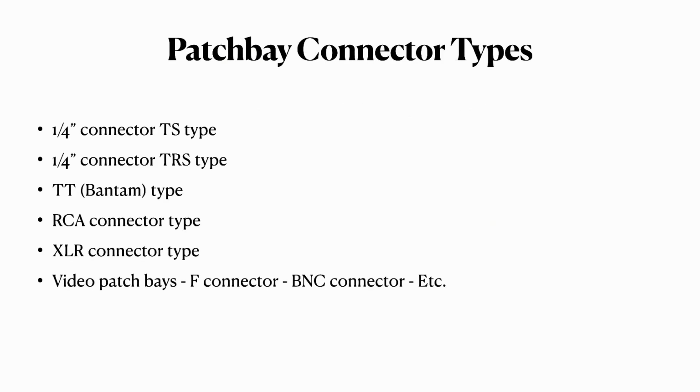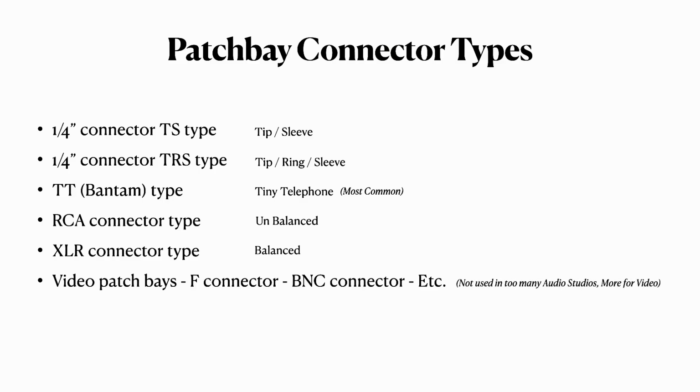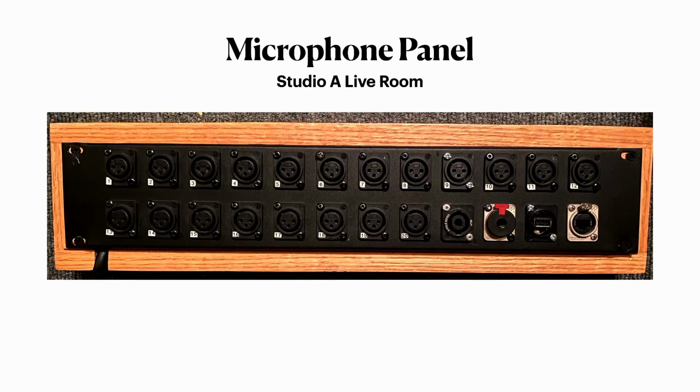So here's the different types of connectors that we can use in patch bays. You have a 1/4-inch connector, TS type, this stands for tip sleeve, a 1/4-inch connector TRS, that's tip ring sleeve, TT Bantam or tiny telephone, RCA. The tiny telephone are probably the most common. The RCA connector is basically unbalanced. XLR is balanced, and they play really well with the 1/4-inch TRS. Video patch bays, F connectors, BNCs, those are more for video patch bays. You don't really see too many of those in an audio studio.